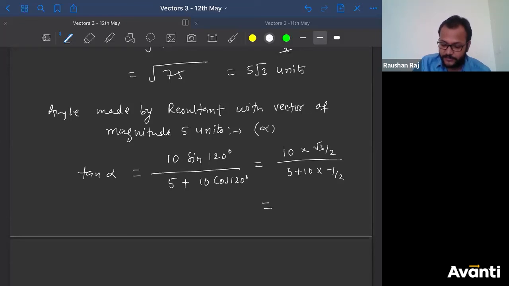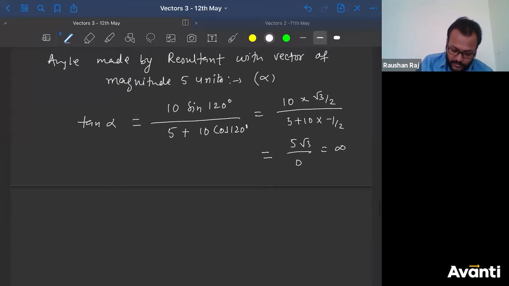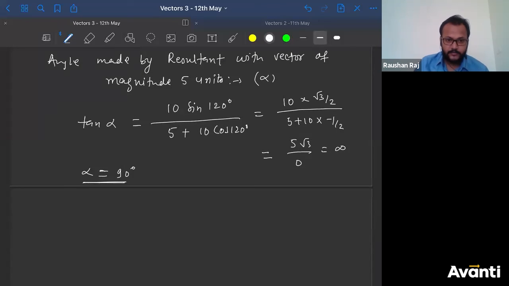तो 5 minus 5 is what? 0. So क्या मिला मुझे? 5 root 3 divided by 0. इसका मीनिंग क्या है? Not defined. So if tan alpha is not defined, what is the value of alpha? 90 degrees. मतलब कैसा होगा?